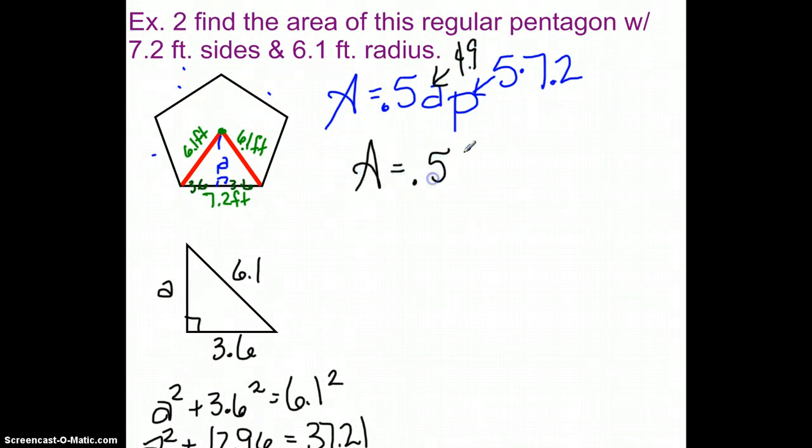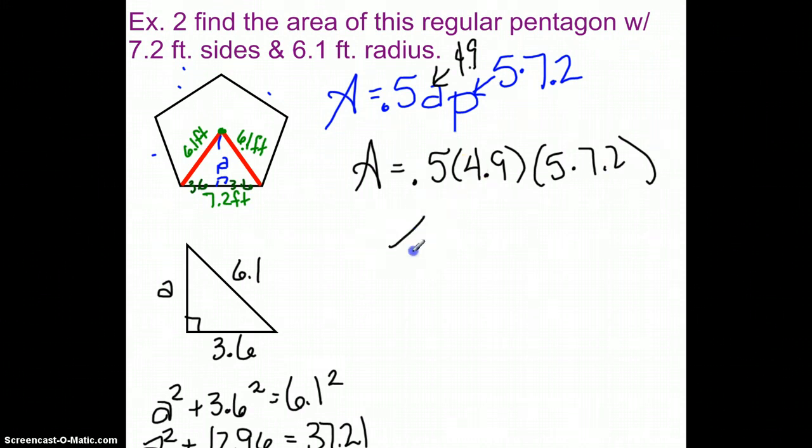So area is 1/2 times 4.9 times 5 times 7.2. So 0.5 times 4.9 times 5 times 7.2 gives me 88.2, and this is going to be feet squared.